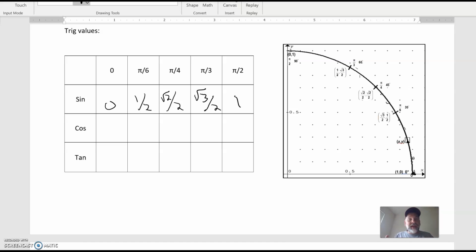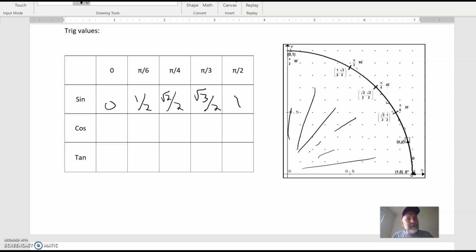So cosine is just the same idea, but it's the x value, and you can fill those in. And then tangent is the slope. So if you think about it, tangent's going to start at 0, and then the slope is going to get bigger and bigger as you go, right? It's just the slope of that line as this line is getting bigger and bigger, as the angle is getting bigger.